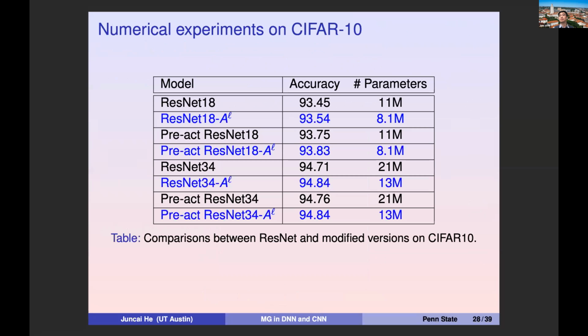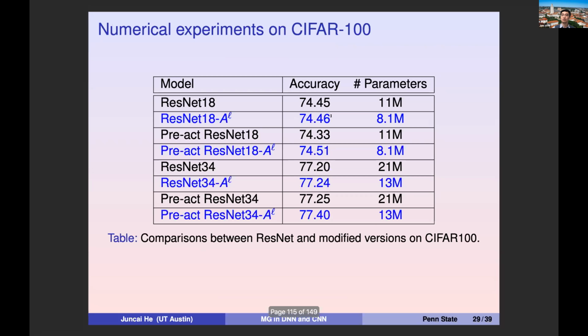So if we believe this interpretation is true, is real, and works to explain this kind of ResNet, we have some numerical experiments here. Like this one is for CIFAR10, right? Consistently, we will have fewer parameters and higher accuracy, also for CIFAR100. Okay.